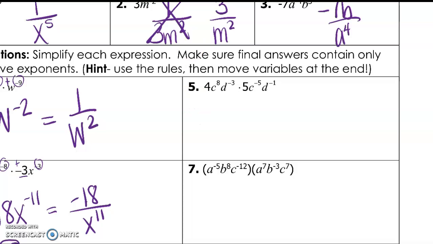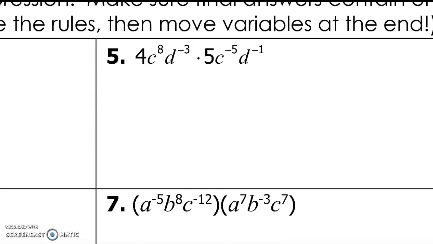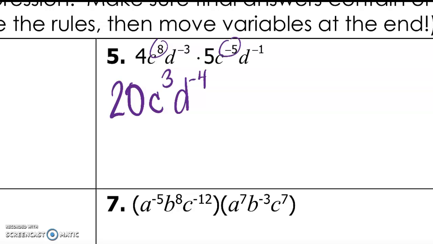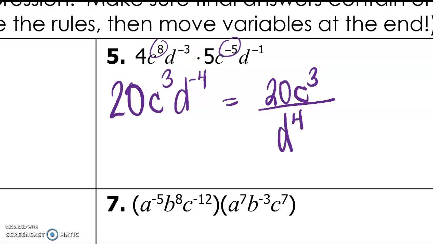So if we look at number 5, first we would multiply 4 and 5 and get 20, and then we add our exponents. So C would be to the third power, and D would be to the negative fourth power. So whenever you end up with a negative exponent, I suggest writing yourself a fraction bar and figuring out what needs to go to the bottom and what stays on the top. So the 20 and the C to the third stay on the top. The D to the fourth would be on the bottom. So when you move it to the bottom, that makes it a positive exponent.